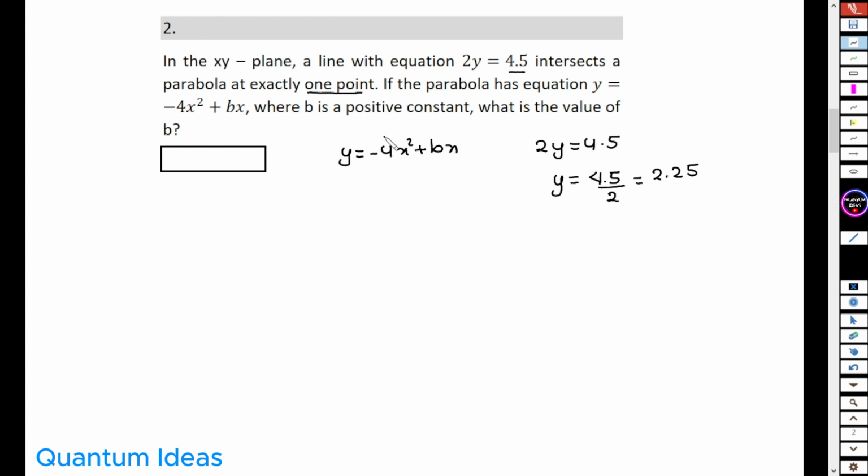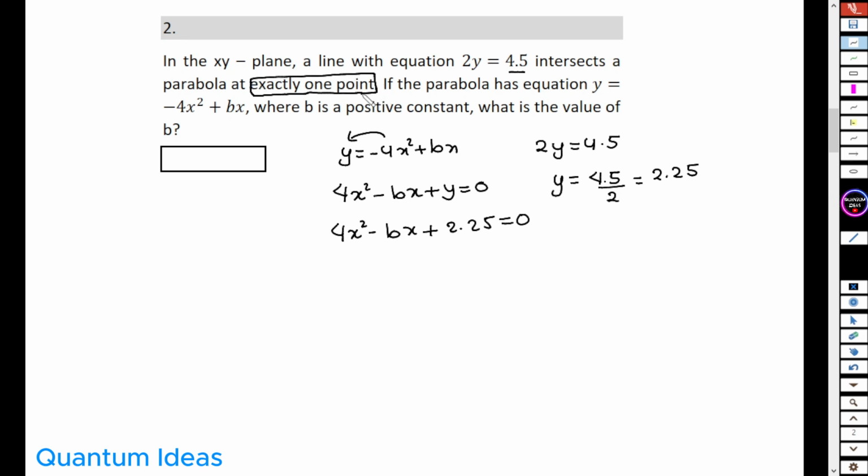So let's rearrange this. Let's take this to the other side. So it becomes 4x square minus bx plus y equals 0. Now plug in the value of y. So this is basically 4x square minus bx plus 2.25 equals 0. Okay, so here is the hint. It's exactly 1 point, so what does that mean?